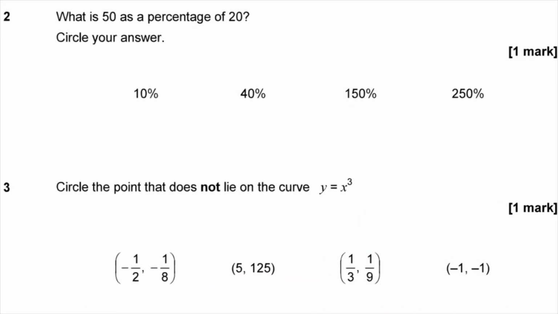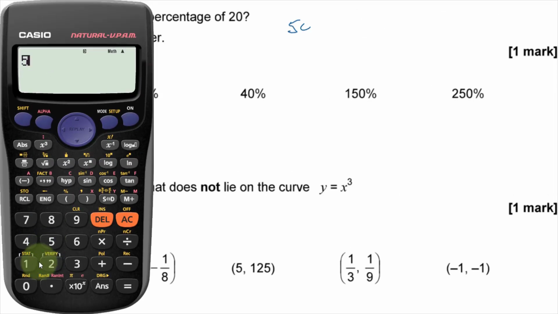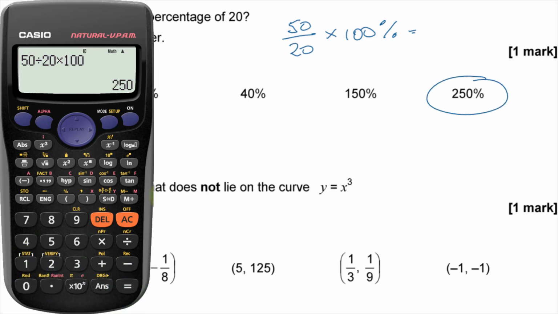Question 2. What is 50 as a percentage of 20? So if you get 50 out of 20, I love maths, everything is possible, and times it by 100, you'll get 250%.